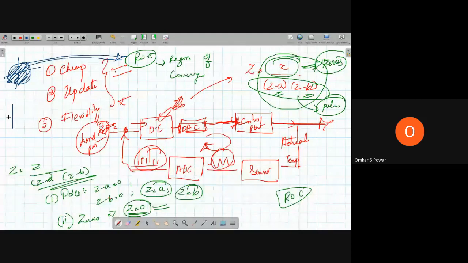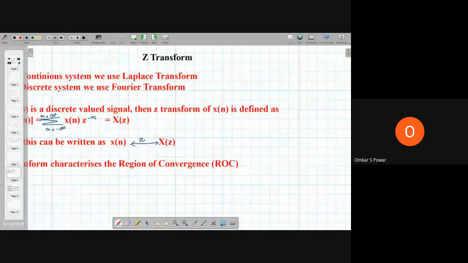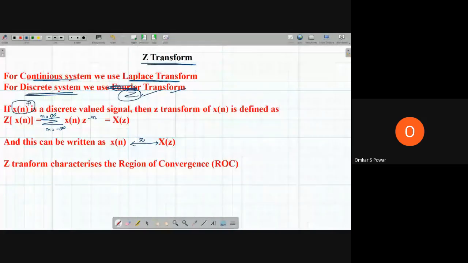Having said that, let me start with Z transform. What is this Z transform? For continuous time systems, we use the Laplace transform. For discrete time, we use the Z transform. We also use the Fourier transform, it's okay. So if x of n is a discrete valued signal, then what is the formula for the Z transform of x of n?